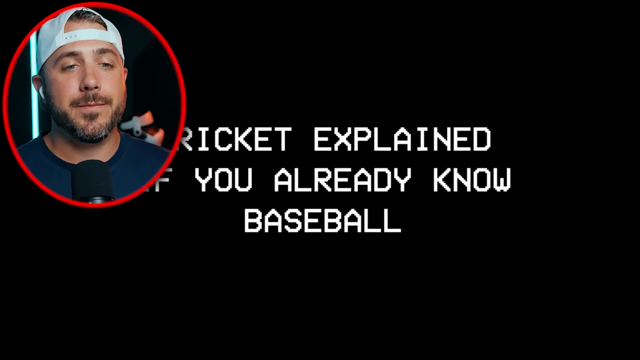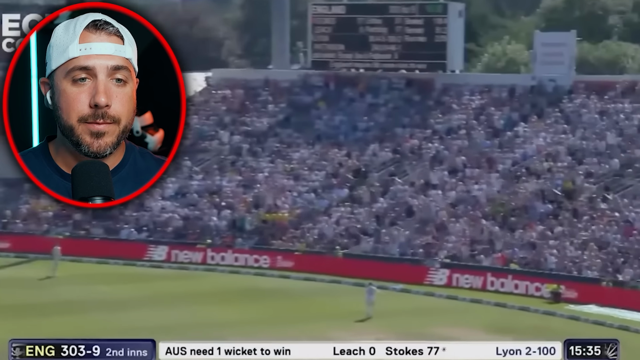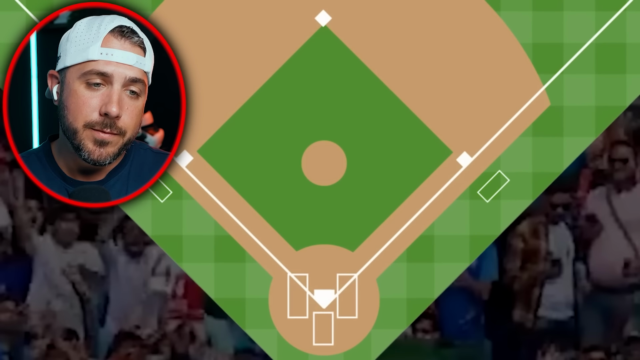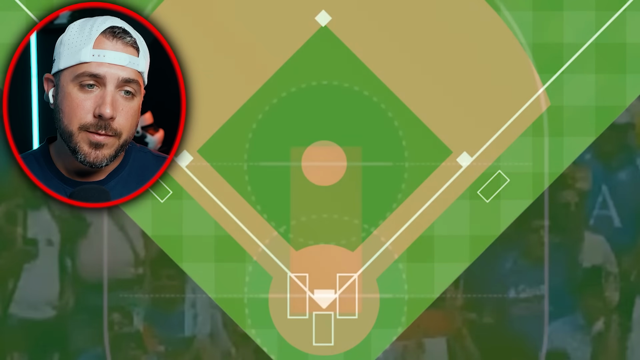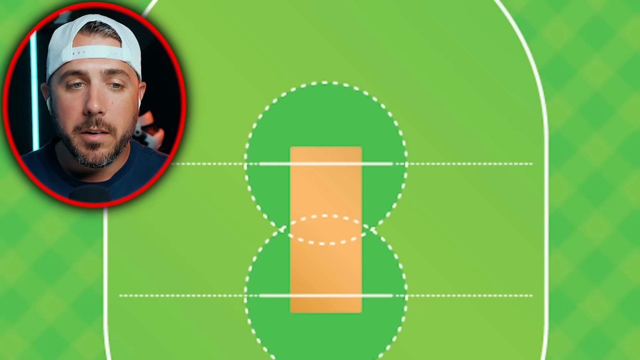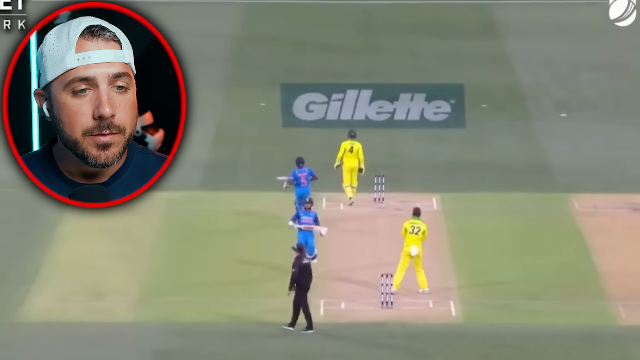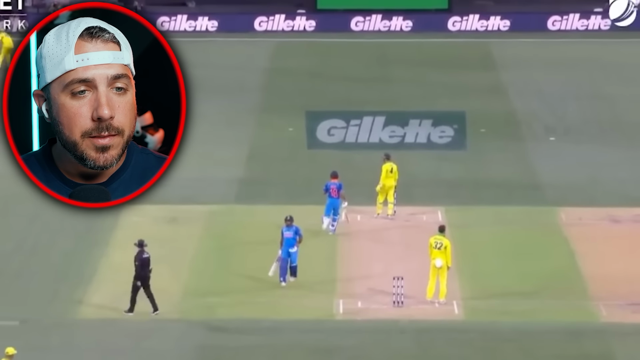Cricket Explained if you already know baseball. All right. To get this started, I want you to imagine a game much like baseball, except there are only two bases, and they're basically where home plate is and where the pitcher's mound is. To score a run in this game, you simply have to reach the next base. So if you put the ball in play and you make it to the pitcher's mound, that's a run. And then if you're able to make it back to home plate, then you score 2 runs on that play.